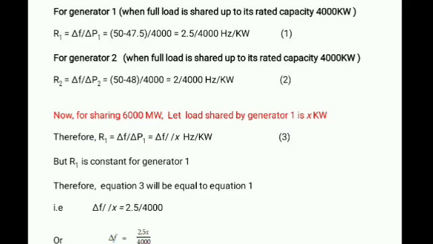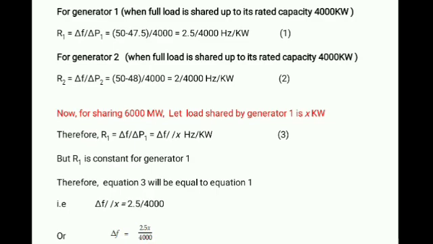Please do remember, we don't know what the change in frequency is when alternator 1 will share the load of X kW. So delta F is not given here, just keep it as equation 3. But R1 is constant for the generator for each and every loading condition, as we have discussed. So equation 3 must be equal to equation number 1, that is delta F upon X is equal to 2.5 upon 4000. From here delta F is equal to 2.5X upon 4000.